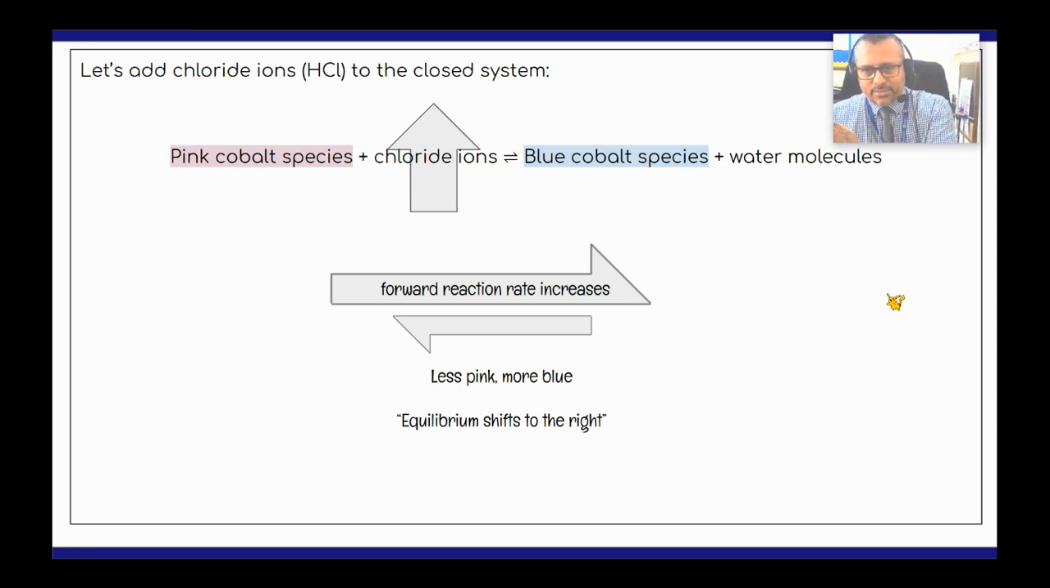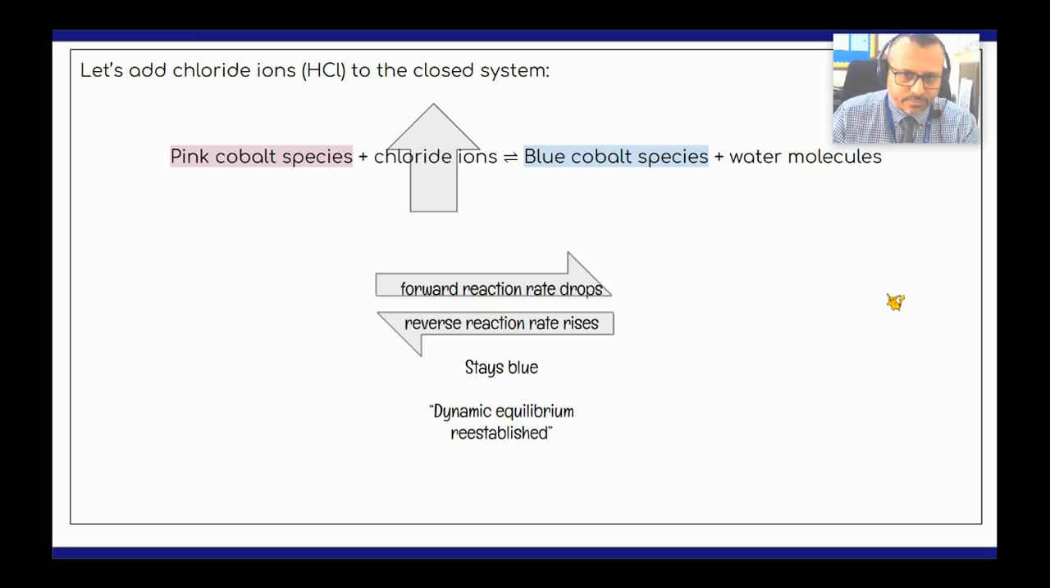More forward reactions take place, but then as the forward reactions take place, you lose your pink cobalt species, so the forward reaction rate starts to drop. The blue cobalt species is obviously picked up because you've made it, and that starts to drop because the reverse reaction is starting to increase now. And then what happens is your reaction rates start to equilibrate again. They become equal again, but on the blue side. So the forward reaction rate drops, the reverse reaction rate rises, it stays blue, and we can say that the dynamic equilibrium is re-established. But it's re-established on the right-hand side because it's blue.